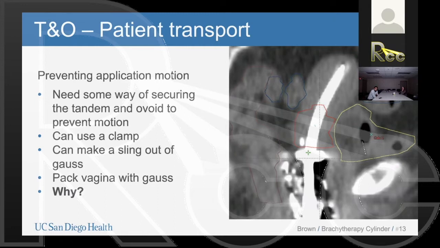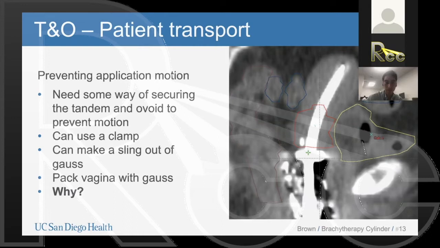If we didn't have any gauze between the tandem and the rectum, the rectum might be right up against the tandem and it would have a very hard time delivering the required dose to the HRCTV. But by simply packing some gauze between the tandem and the rectum, we can physically push it out of the way, and that allows us to get a much better dose distribution in the HRCTV.